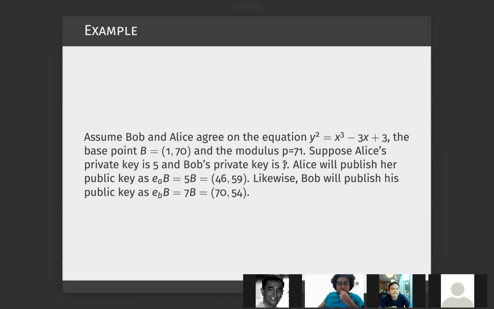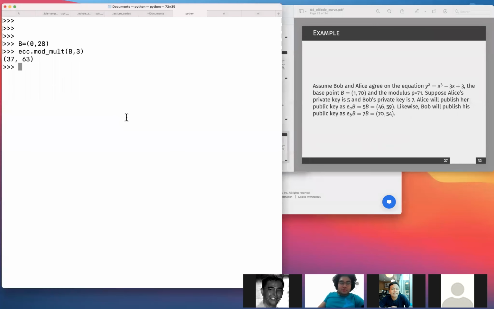Now assume, this is an example. Alice and Bob agree on the equation and the base point, 1, 70, and the modulus P is equal to 71. Suppose the private key of Alice is 5 and Bob's private key is 7. Alice will publish her public key as this one here and Bob as this one here. So let's do that. Alice's private key is 5, right?